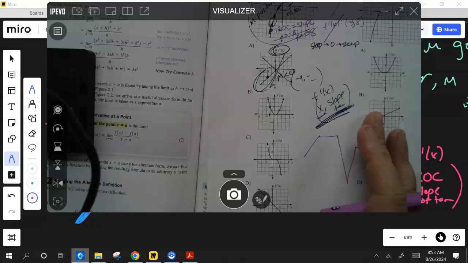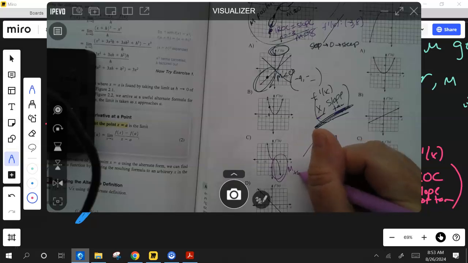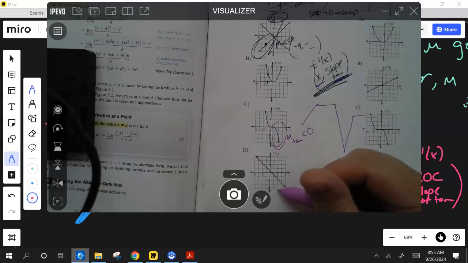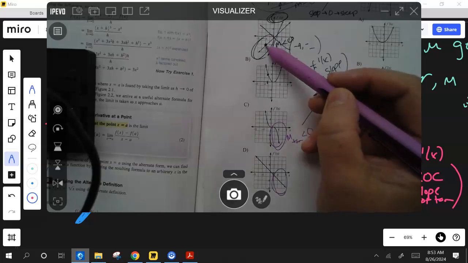Look at C. Why could it not be C? Because this would say that the slope of the tan line is negative here because the function value is negative there. Yes? But it's not. Same thing for D, it's going negative, right? Well, it can't be A because A goes negative also.